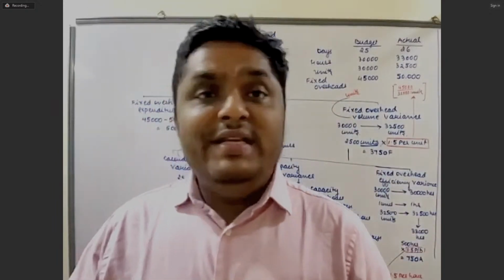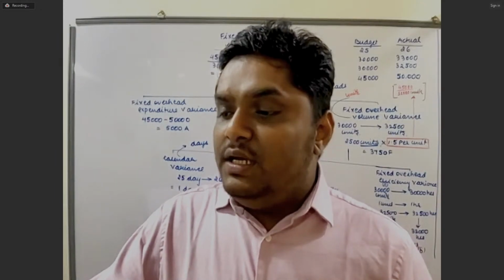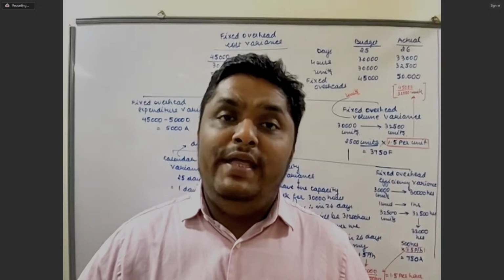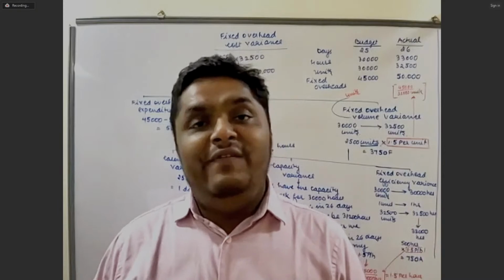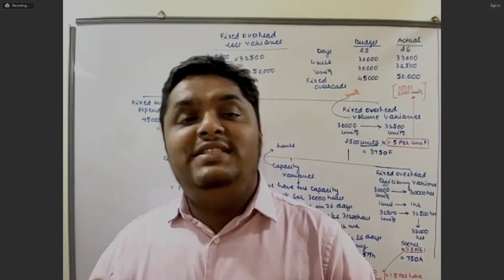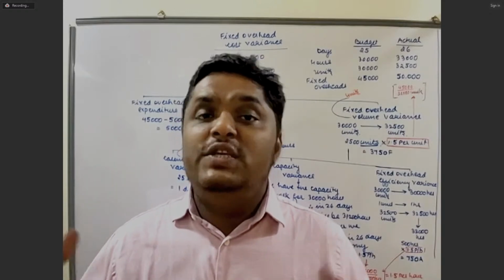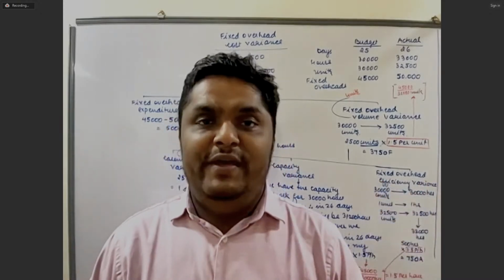I hope everyone is thorough with the concept. Okay, Dikshita. So again, when talking about the calendar variance, the company advised our workers to work for 25 days, but they worked for 26 days. That is 1 day extra we worked. So that's why it is favorable. Again, forget about the efficiency or productivity. That is covered separately in efficiency variance.